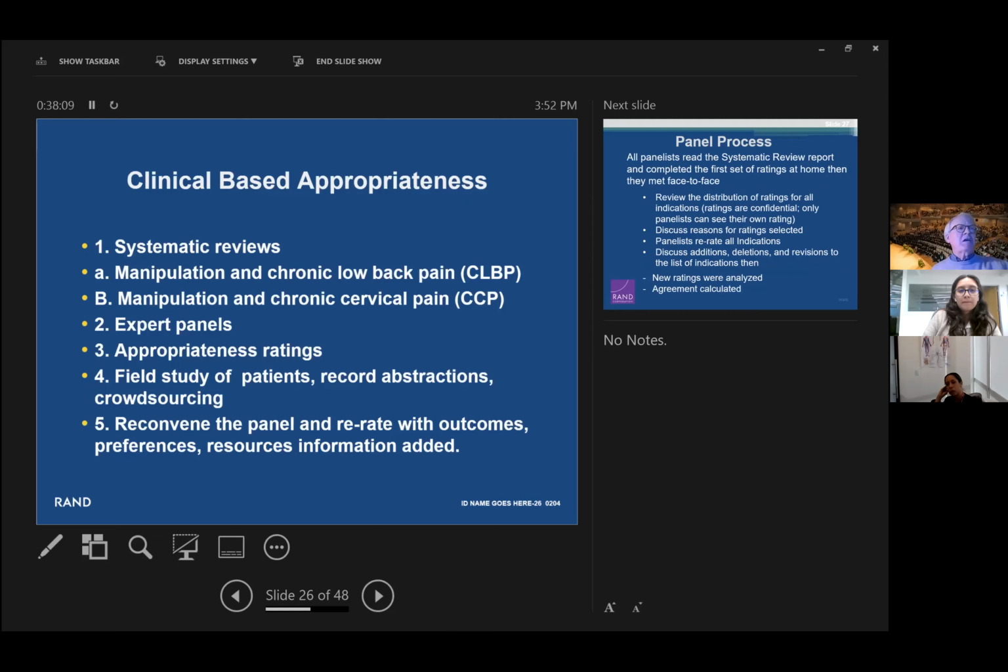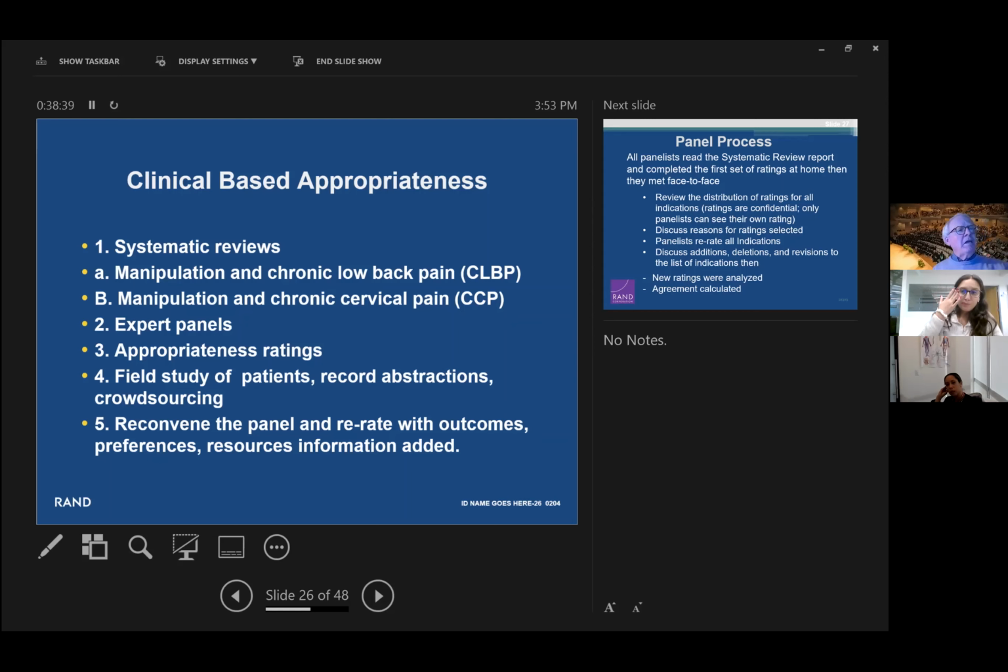We did a systematic review. We've published both of those, on manipulation for chronic low back pain and neck pain. We then did the expert panels. We created the indications, the same as I told you we did in the past. We then got a set of indications with appropriateness ratings. We then went out to the practices and we did several things. One, we calculated the rate of appropriate and inappropriate care by getting a random sample of patient records.